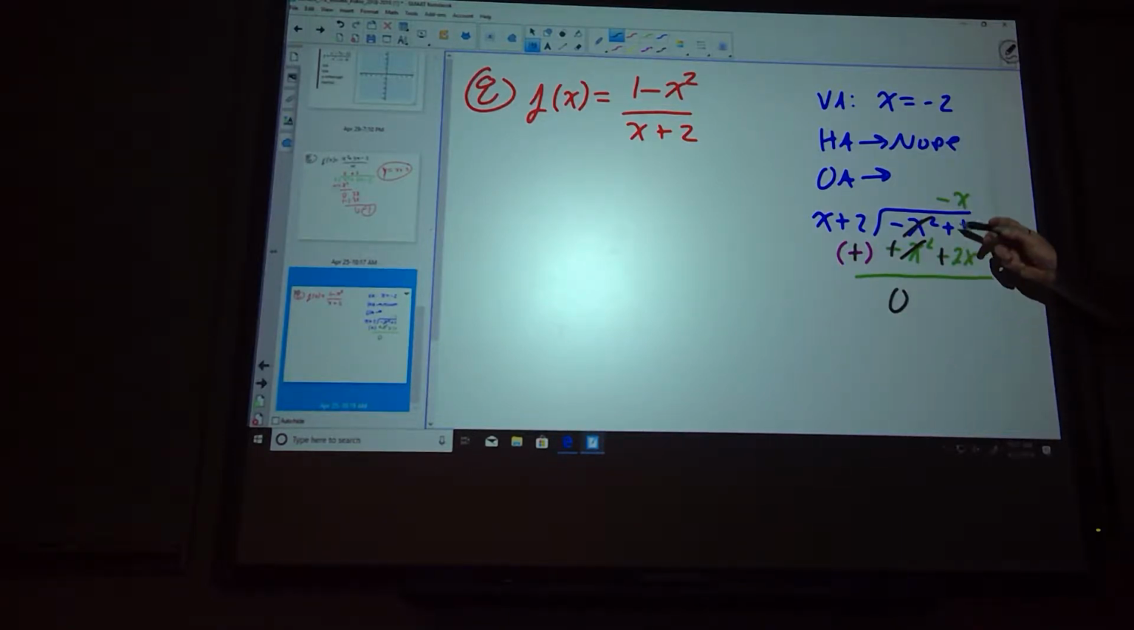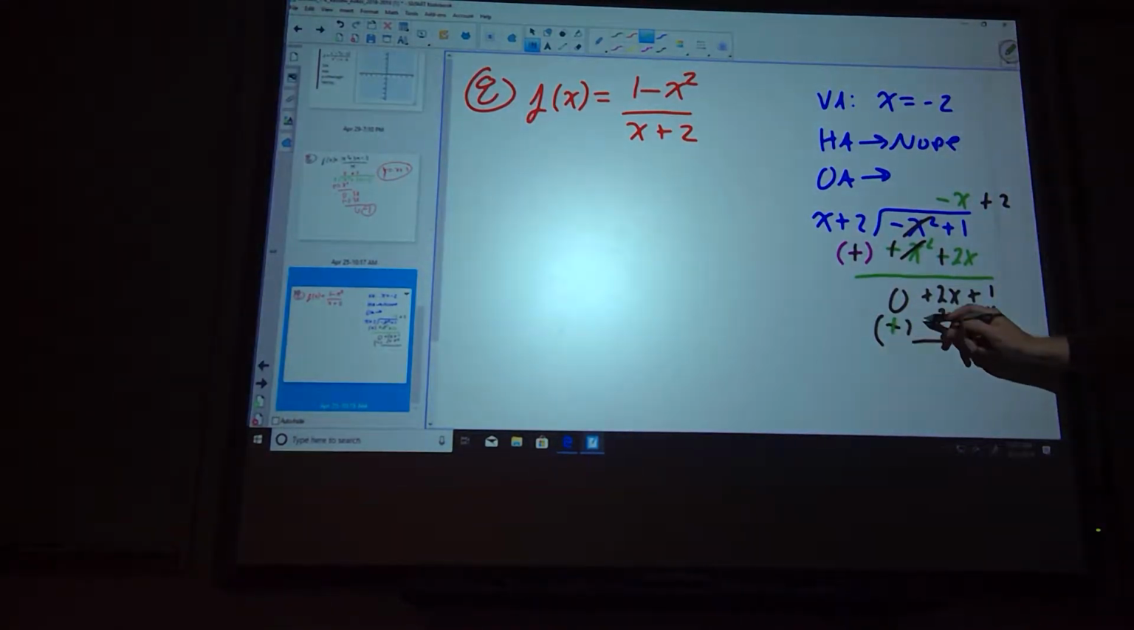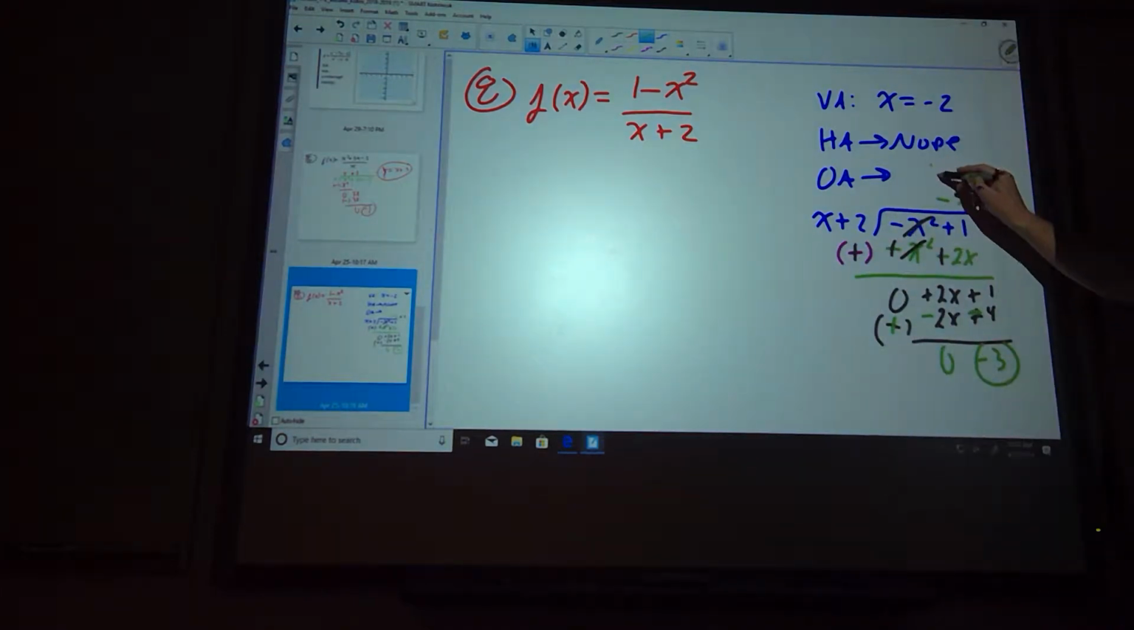Now, when I start bringing things down, can I combine 1 and 2x together? No. So then I get a 2x down here, it's a positive 2x, and then plus 1. What do I multiply times x to get to 2x? Just 2. So 2 times x is 2x. 2 times 2 is 4. And we're going to subtract. And again, my friends, change this to positive, negative, and negative. That gives me a 0 there. That gives me a -3. Ignore the -3. So my slant asymptote is -x plus 2.